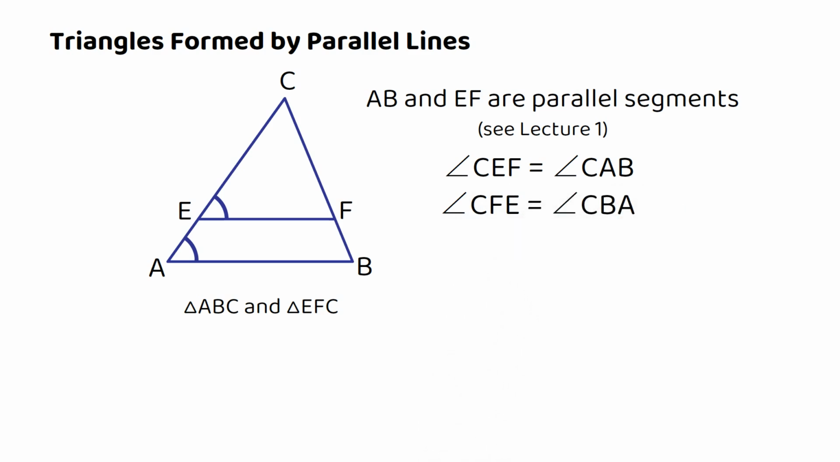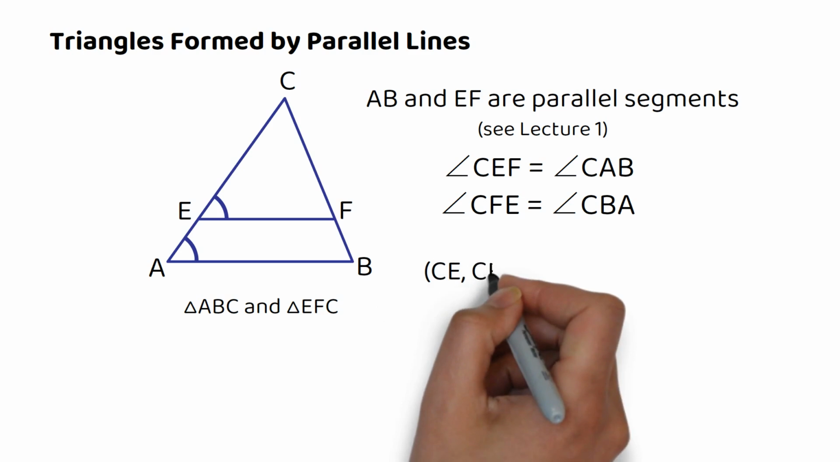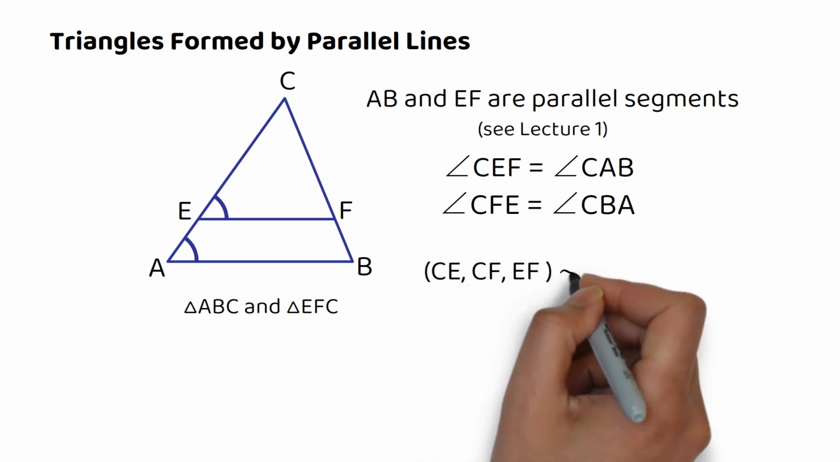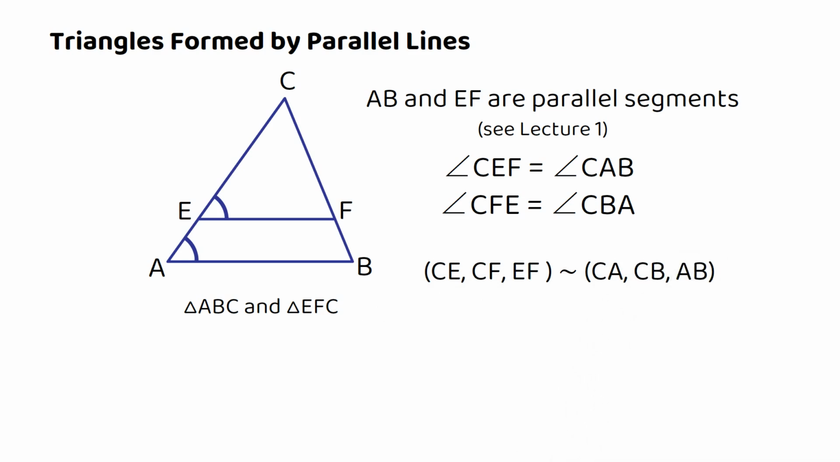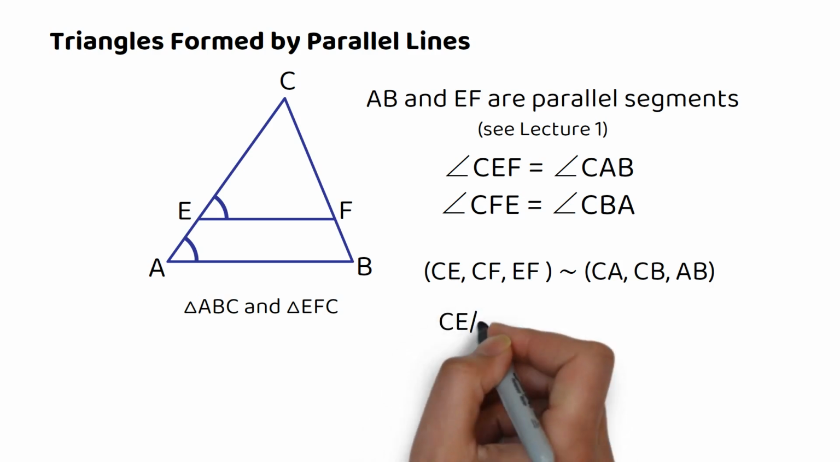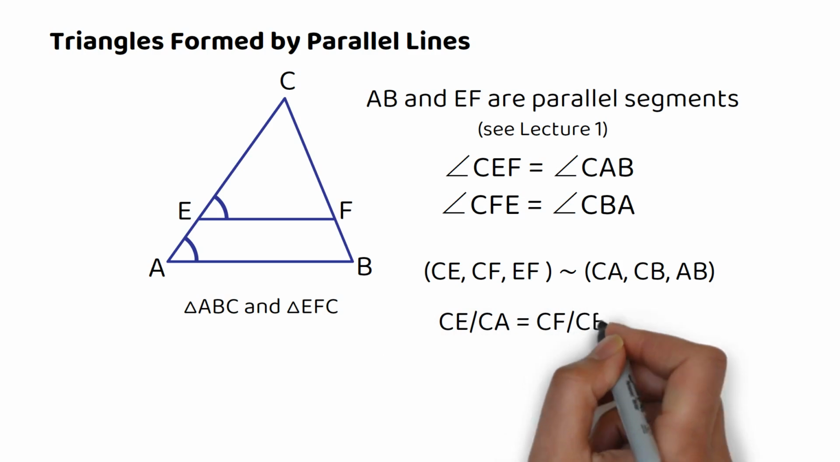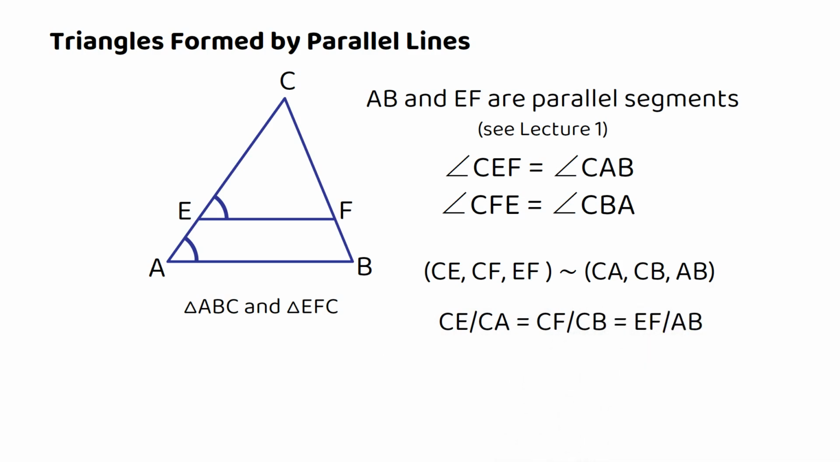Finally, the top vertex angle, ACB, is a common angle to both the small triangle, EFC, and the big triangle, ABC. Now that we know that both of these triangles have the same angles, we can set up proportional triplets. Thus, CE, CF, EF are proportional to CA, CB, AB. It follows from here that CE divided by CA equals CF divided by CB, and also they both equal EF divided by AB.